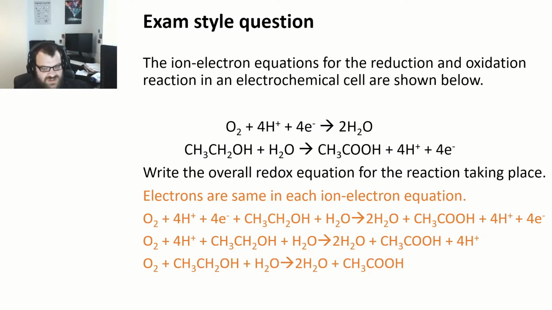We have 1 water on the left and 2 waters on the right. So we can cancel that down to give us our correct answer, where we've got O2 plus CH3CH2OH plus water, and we have CH3COOH. So we have our ethanol reacting with oxygen to make water and our ethanoic acid.